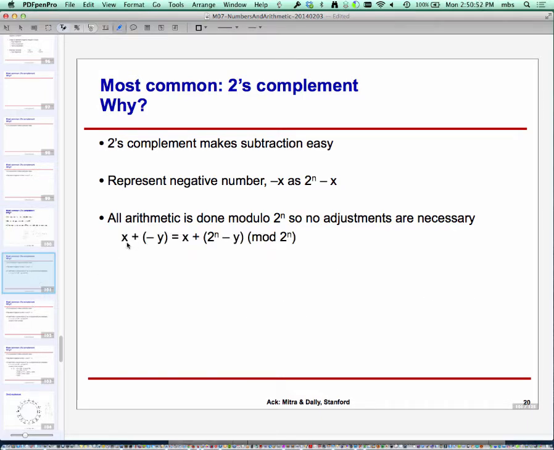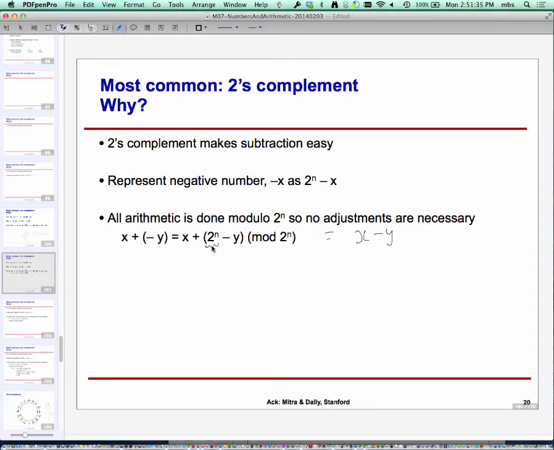Let's say I have x, and I'm going to do a subtraction, which is another way of saying I'm going to add x plus some negative number minus y. Now we saw that minus y in 2's complement has the same bit representation as 2 to the power n minus y. And I'm doing the addition, but this addition is modulo 2 to the power n. So this 2 to the power n will disappear, and I would be left with the magnitude x minus the magnitude y, because of the mod part.